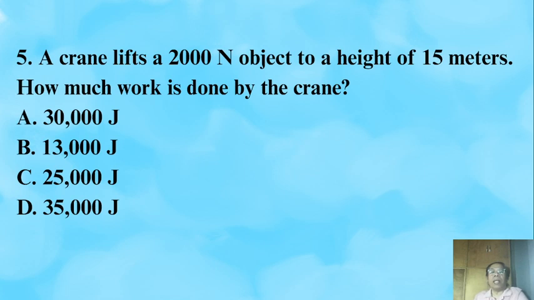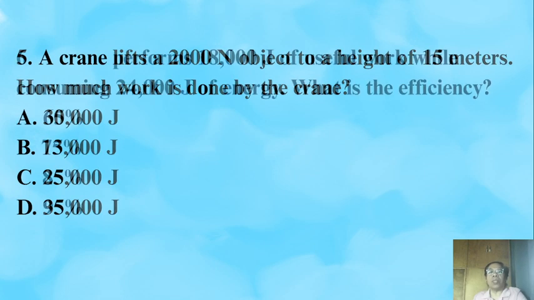Number 5. A crane lifts a 2,000 Newton object to a height of 15 meters. How much work is done by the crane? Letter A, 30,000. Letter B, 13,000 joules. Letter C, 25,000 joules. Letter D, 35,000 joules.